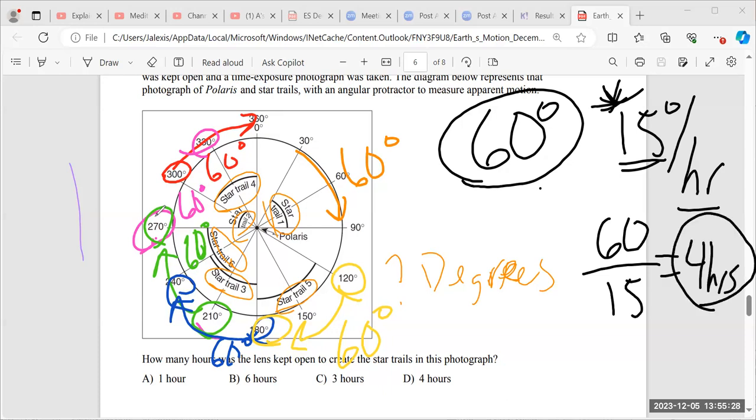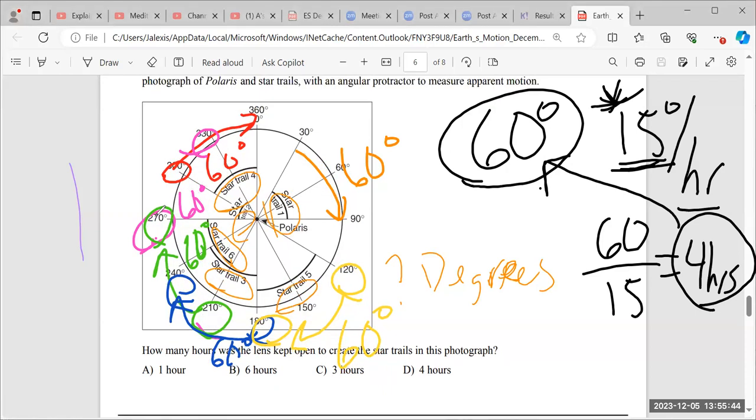And so that lets me know that for something in the sky to move 60 degrees, and everything's moving at a rate of 15 degrees per hour, it took 4 hours for the star to move 60 degrees. And that's why the correct answer is choice D. There you go.